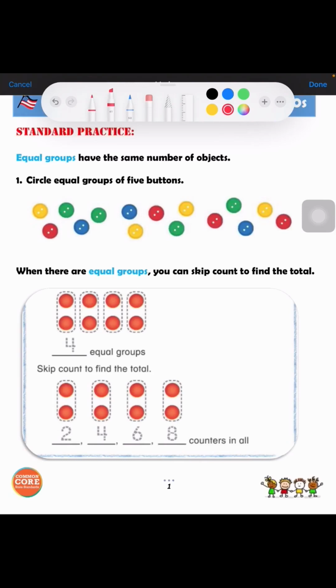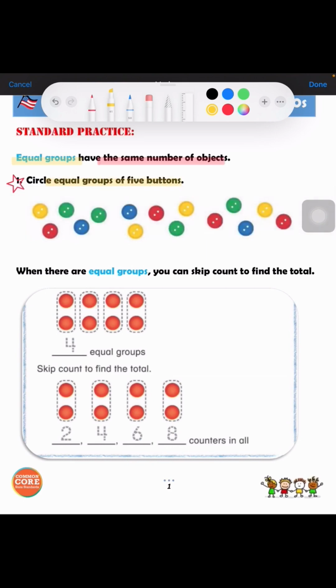Hi kids, please turn to page 1 and today we're going to learn about equal groups. Equal groups have the same number of objects. So let's take a look at question 1. Circle equal groups of 5 buttons.